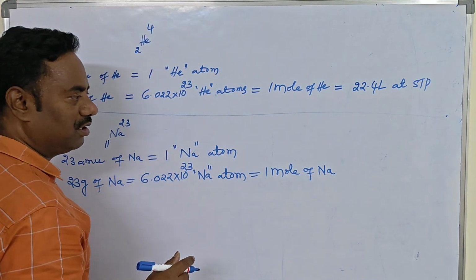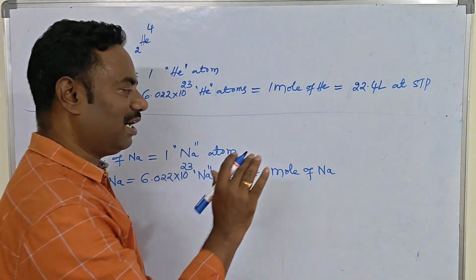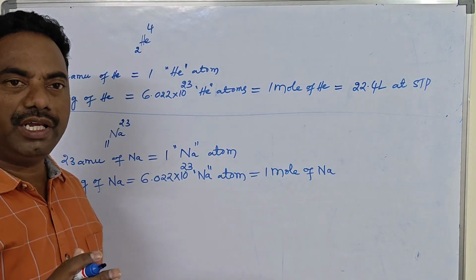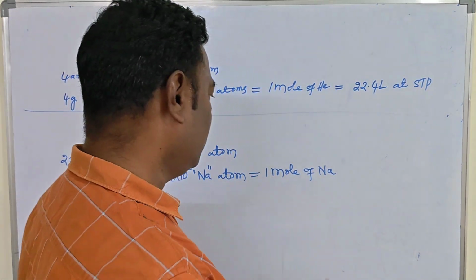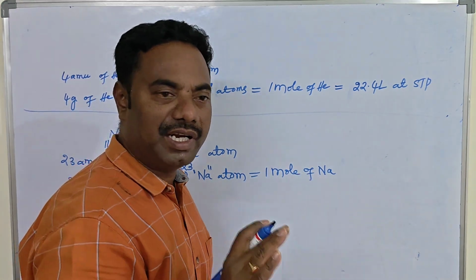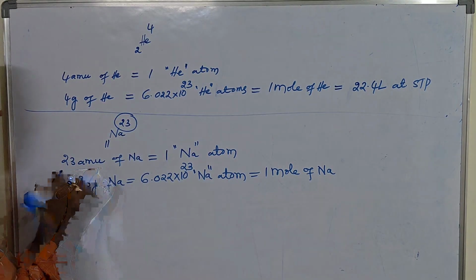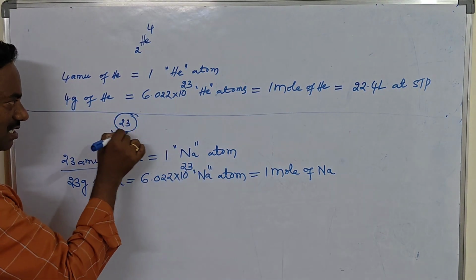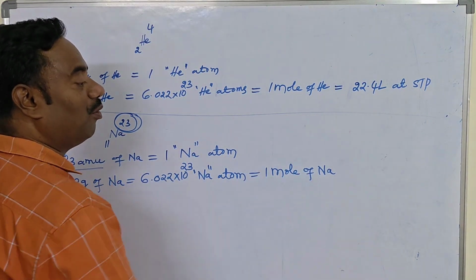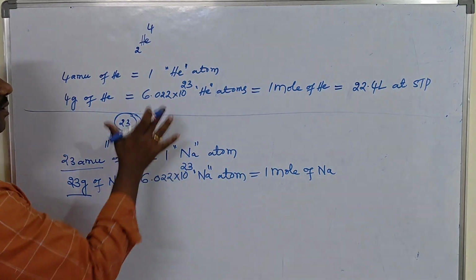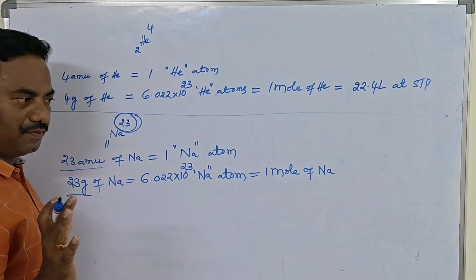Sodium is a solid. For this there is no gram molar volume. Why? Because it is solid. For gas only, gram molar volume is there. Already explained about gram molar volume. For this gram molar volume is not applicable. Remember, if the mass number is in AMU, it contains 1 atom. If the mass number is in grams, it contains Avogadro number of atoms, so that it is equal to 1 mole of sodium. This is related to atoms, this is also related to atoms.